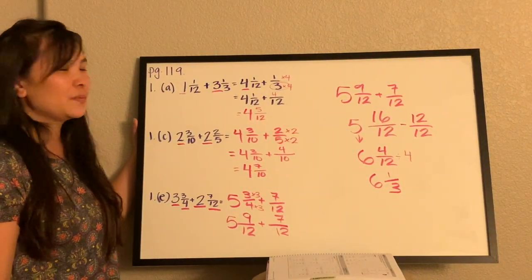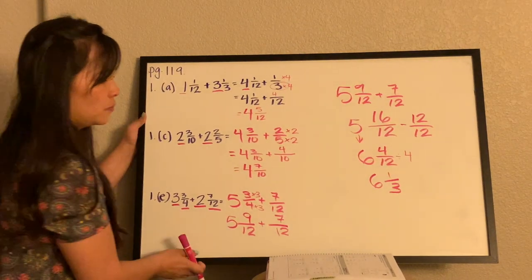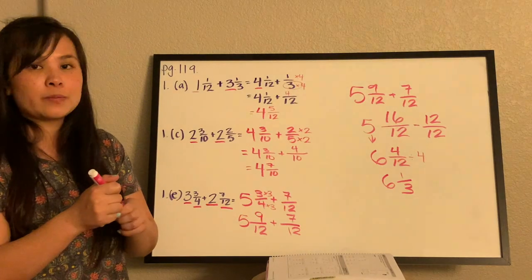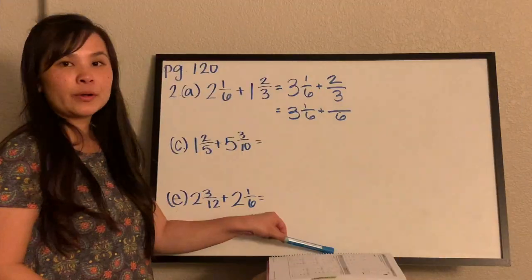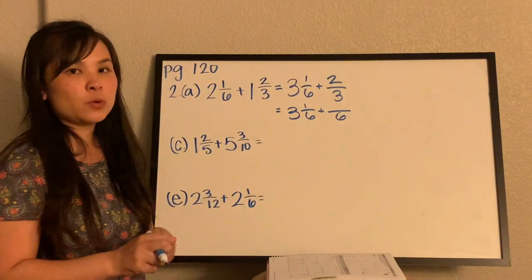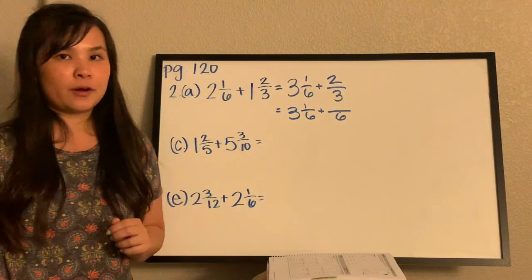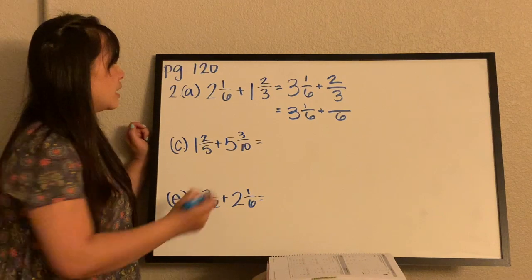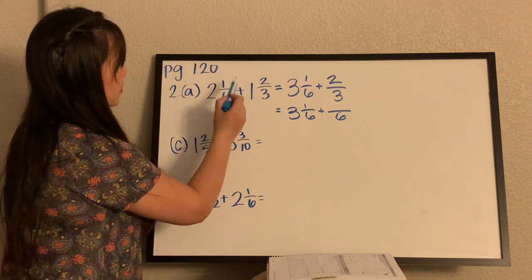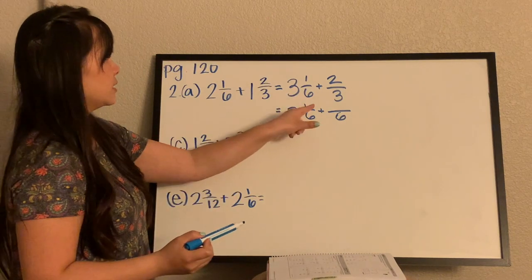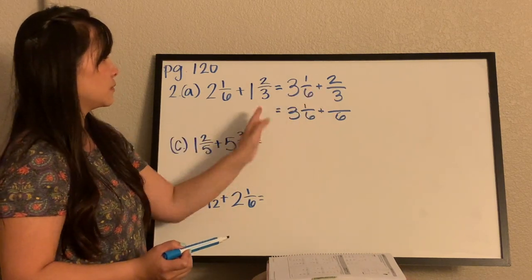All right, cool. Now we're going to move on to page 120, and we're going to do 3 problems together, okay? All right, now we're going to work on page 120, number 2A, C, and E together, right? Let's look at 2A. It says 2 and 1/6 plus 1 and 2/3 equals 3 and 1/6 plus 2/3. So that's what they did.